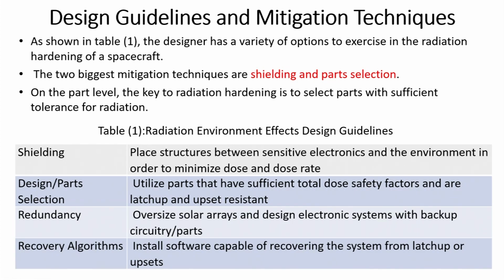The third is redundancy. Oversize the solar arrays, because a solar array will have its natural degradation, so that the solar arrays still perform at the end of life. That is why the design guideline is to use oversized solar arrays and design electronic systems with backup circuits and parts. This is the redundancy: in case one fails, there should be redundant parts. Then there should be recovery algorithms, software installed that is capable of recovering the system from latch-up or upsets.